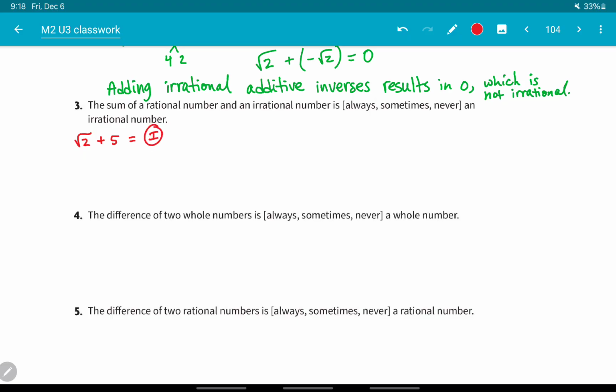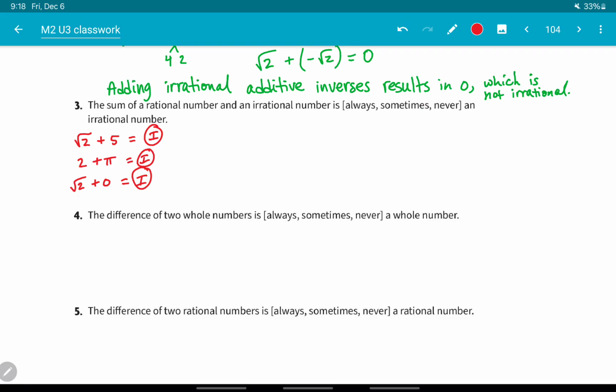Let's say I have something else like 2 plus pi. That's a rational number plus an irrational number. That's also irrational. And let's say I have something else like square root of 2 plus 0. That's an irrational number plus a rational number. That's just square root of 2, so that's still irrational. Well, in these particular examples that I picked, I always got irrational, but how do I know that it's not sometimes? How do I know it's always?